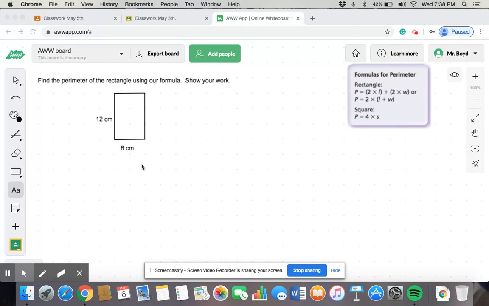So yesterday, some of us were able to find the perimeter. Some of us had a little bit of a hard time finding the perimeter. And those of us who were able to find it did it a different way that we learned last year, where we just added all four sides.